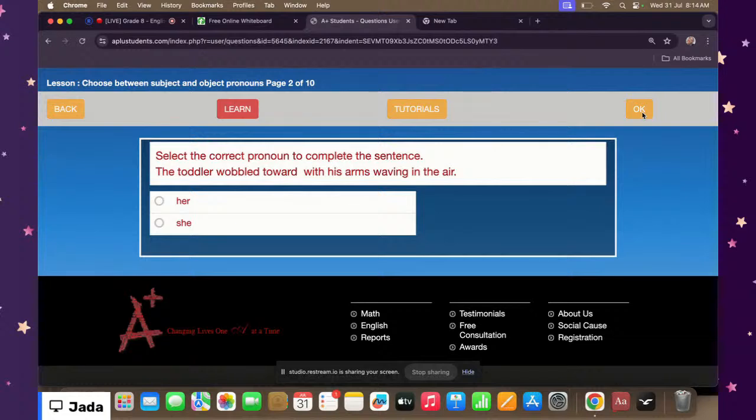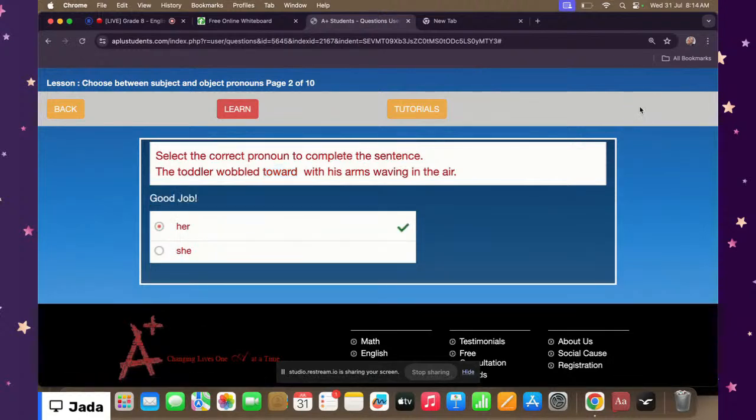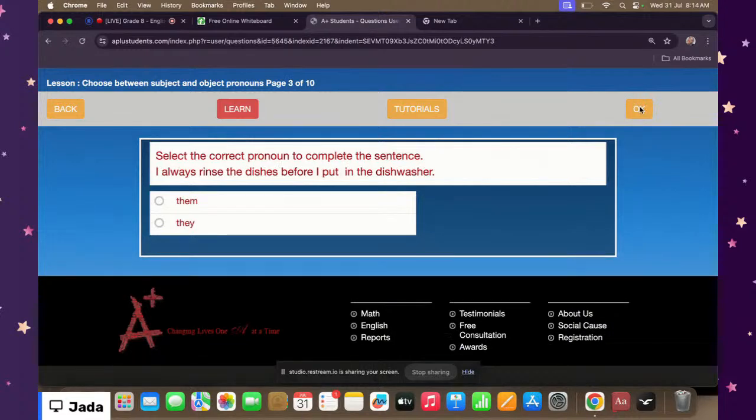The toddler wobbled towards dash with his arm waving in the air. This was in the tutorials, and toward is a preposition. So remember that we said object pronouns can be used after prepositions. So wobbled towards she or her. She is used for subjects.